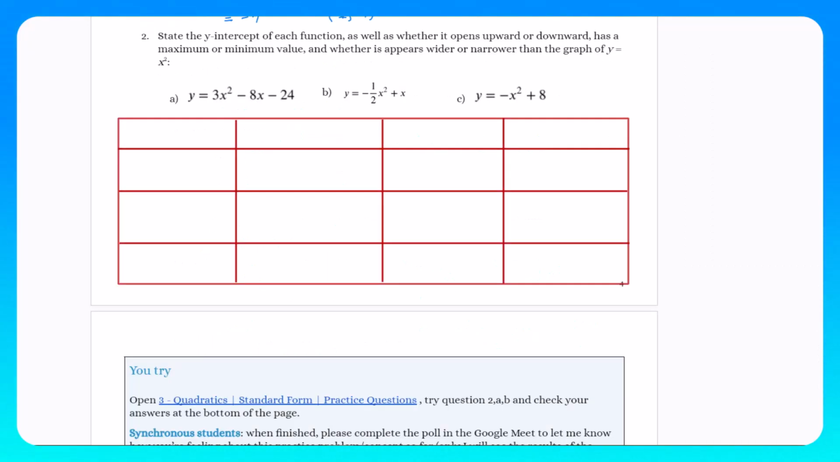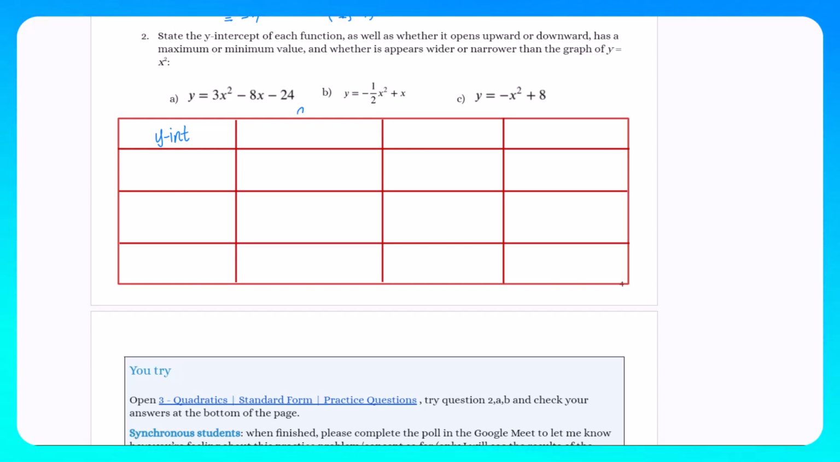Let's move on to question 2. I've kind of already went ahead and made this nice little graph here, because the question is asking us, state the y-intercept of each function as well as whether it opens downward, upward, has a maximum or a min, and whether it appears wider or narrower than the graph of y equals x squared. Let's start with the y-intercept.